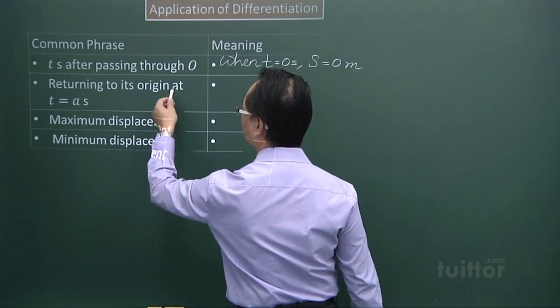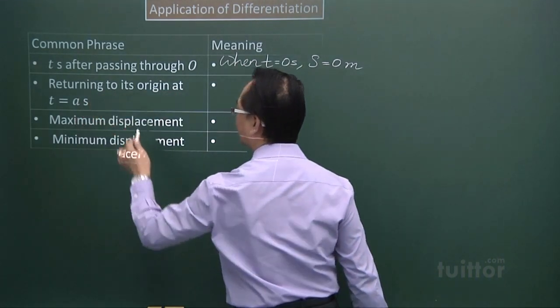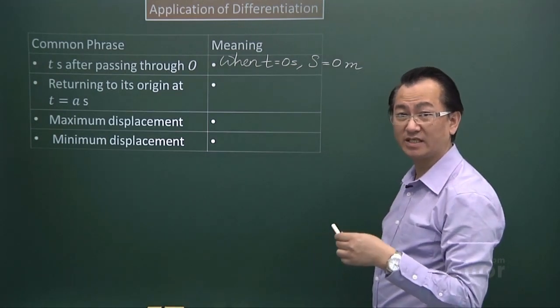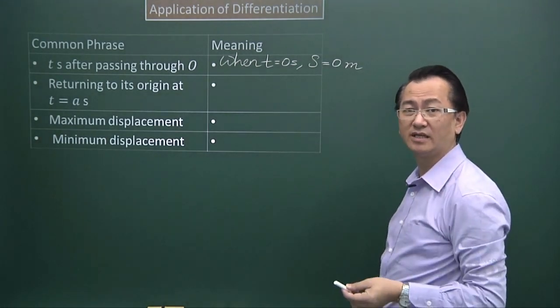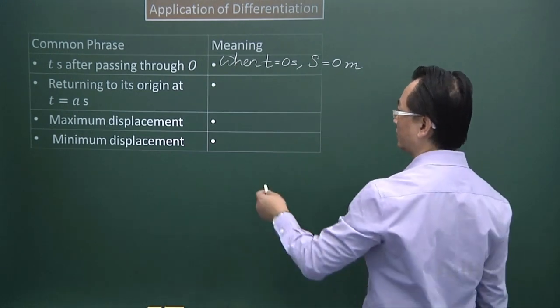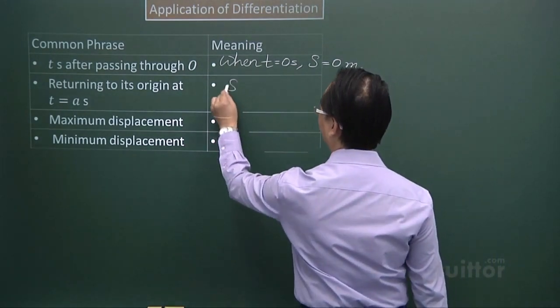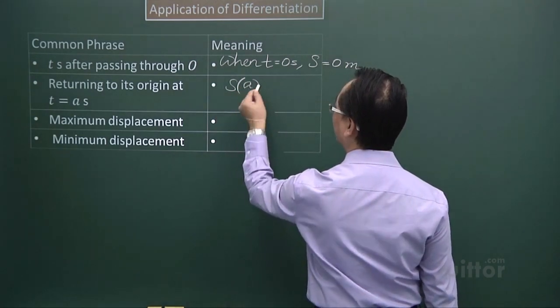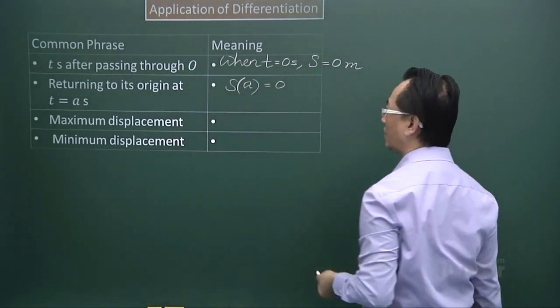Returning to its origin at t equals a seconds. So perhaps the particle has made a turn and is now returning to the fixed point. So I would say the displacement, if I substitute a into t, will equal 0.